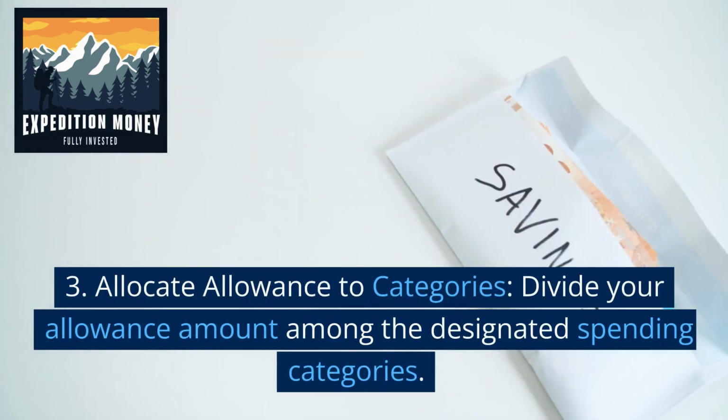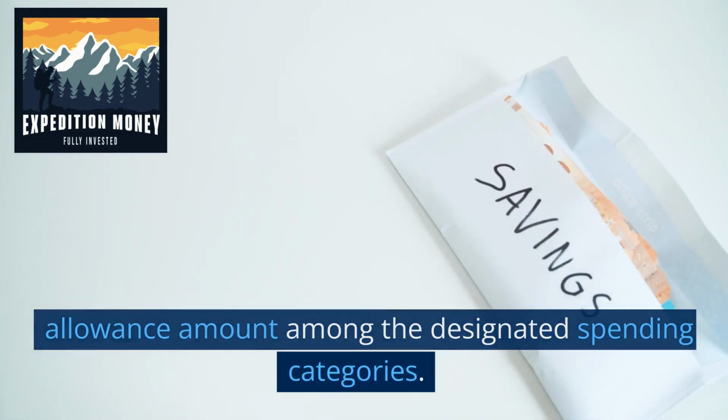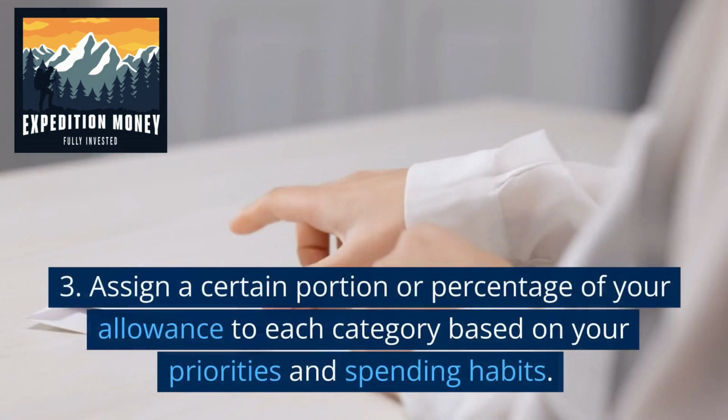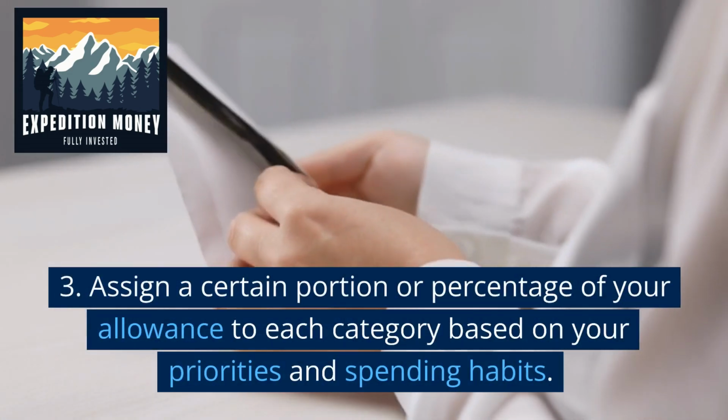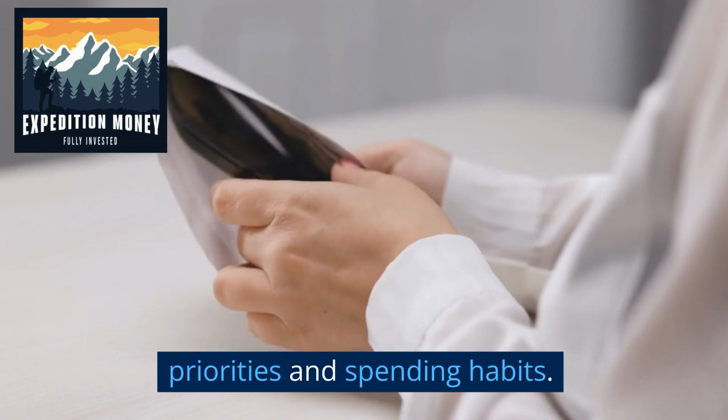Allocate allowance to categories. Divide your allowance amount among the designated spending categories. Assign a certain portion or percentage of your allowance to each category based on your priorities and spending habits.